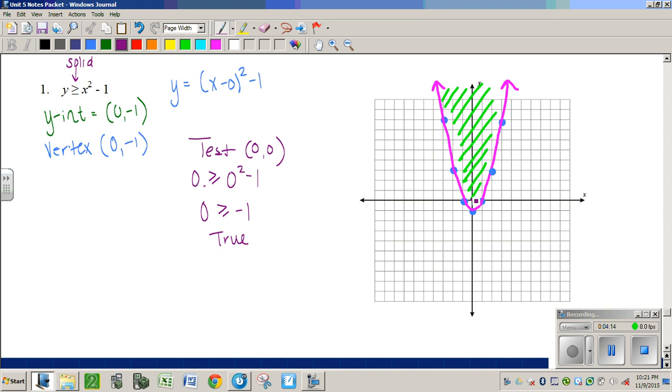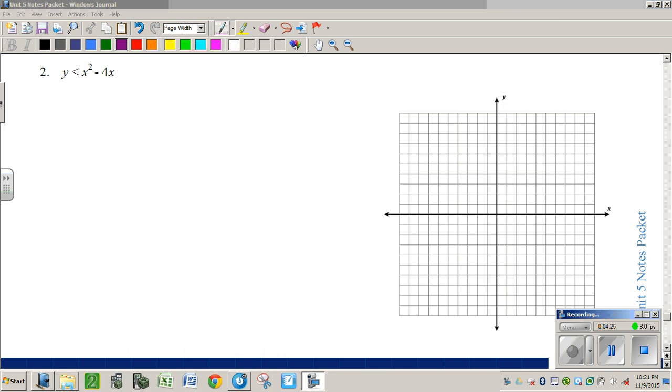Now, if you only have one parabola that you're graphing and shading for, you don't have to label with an S. That comes more when you're graphing more than one. Alright, so let's take a look at the second one here.